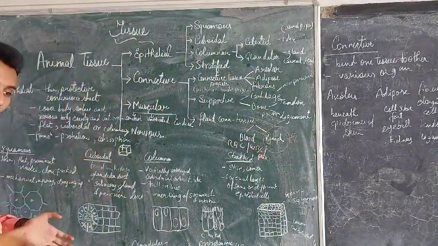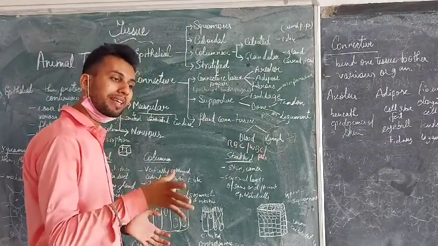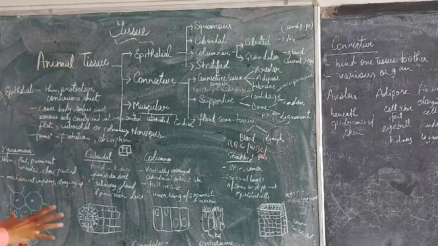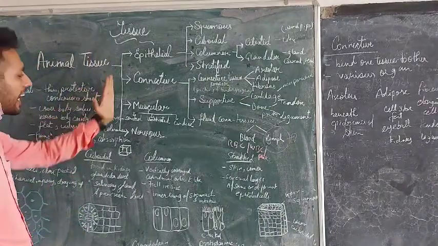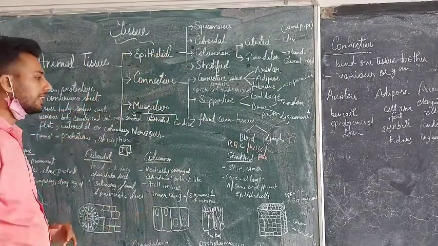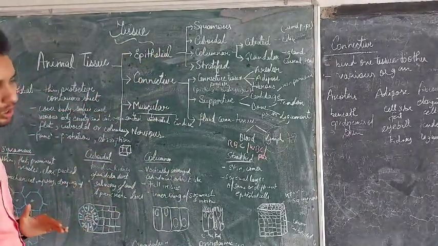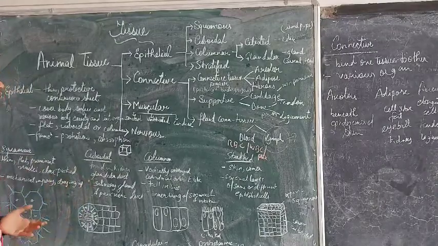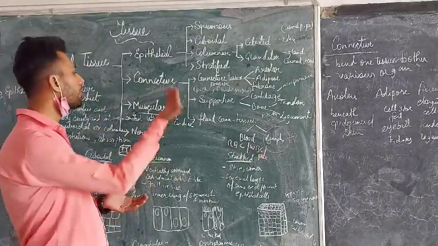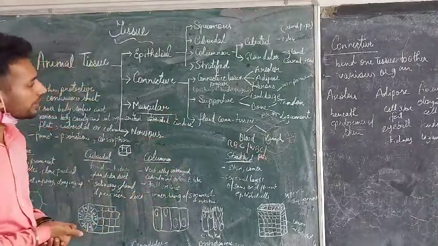Animal tissue is also a group of similar cells performing the same or a specific function, and that is called animal tissue. Today we will study the types of animal tissue and cover the subheading of epithelial tissue, what types of epithelial tissues are present. In the upcoming lecture we will complete the connective, muscular and nervous tissue, and I will give you an idea of them.